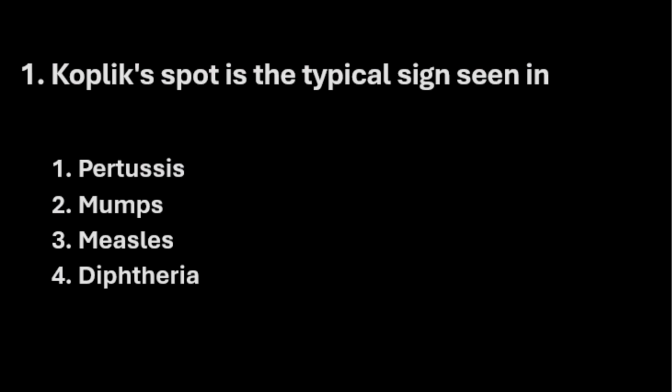The first question: Koplik spot is the typical sign seen in option 1 pertussis, option 2 mumps, option 3 measles and option 4 diphtheria. Let us go to the right answer. Please lock your answers. The right answer is option 3 measles.